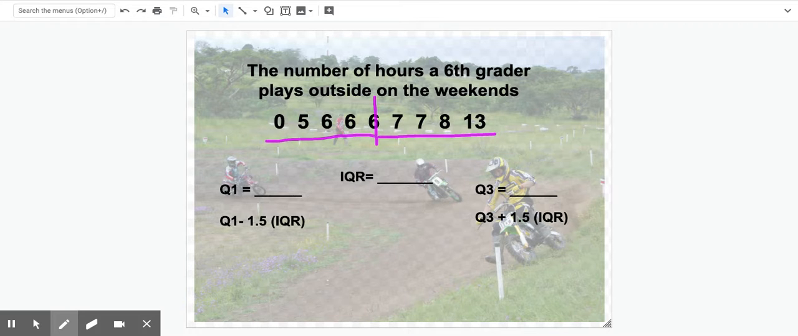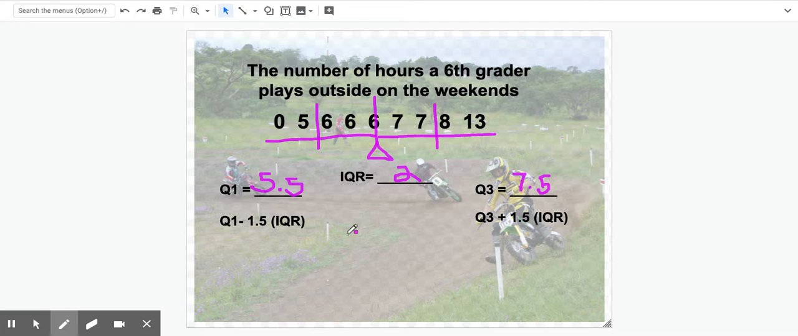And then we need to find our Q1 and we need to find our Q3. And if you'll note, I've got two numbers in each section. So this is completely balanced. If this was a balance, that would be the balance point right there. So our Q1 is 5.5. And our Q3 is 7.5. And our IQR is 2.